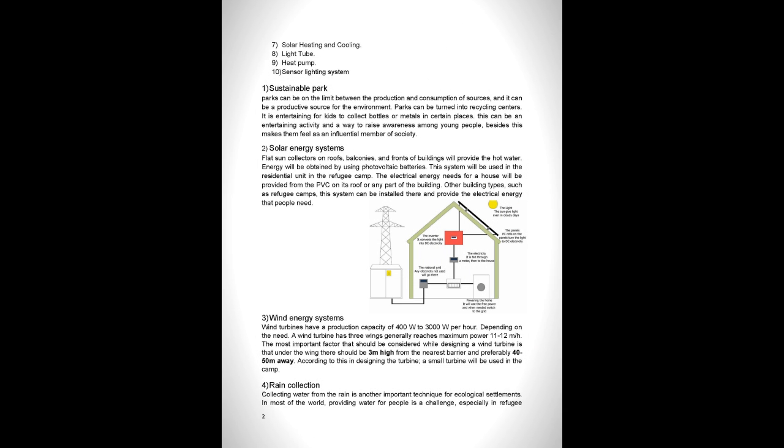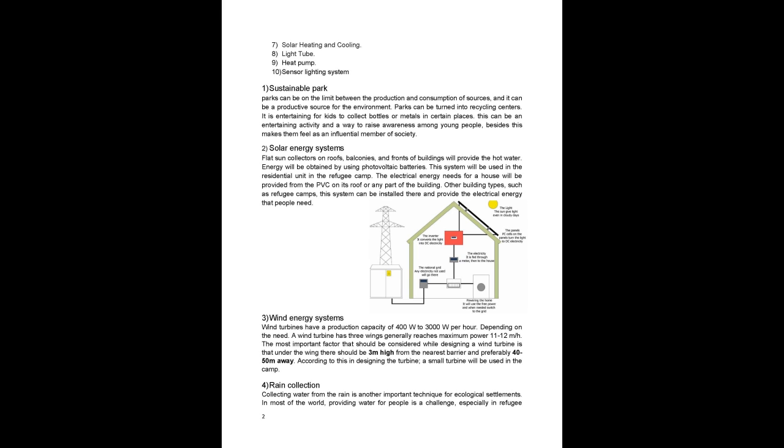The first one is sustainable park. Sustainable parks can be turned into recycling centers. Also, children could be involved in collecting bottles and metals in certain places for entertaining and recreational purposes. The other one is social energy system. PV cells could be installed on the roofs or the balconies of the houses to provide them with electrical energy, or to heat and cool the water, or in some cases for lighting.